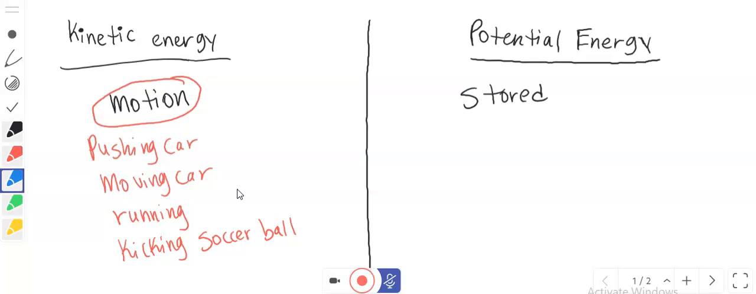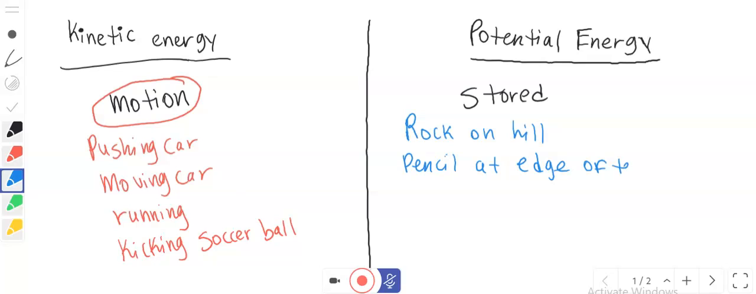Now for potential energy, an interesting example of energy being stored is a rock on a hill, or a pencil at the edge of the table. You know, right before it drops, that pencil's right on the edge. A roller coaster at the top of a hill, right before it goes down, increases in potential energy a lot, while the kinetic energy decreases.